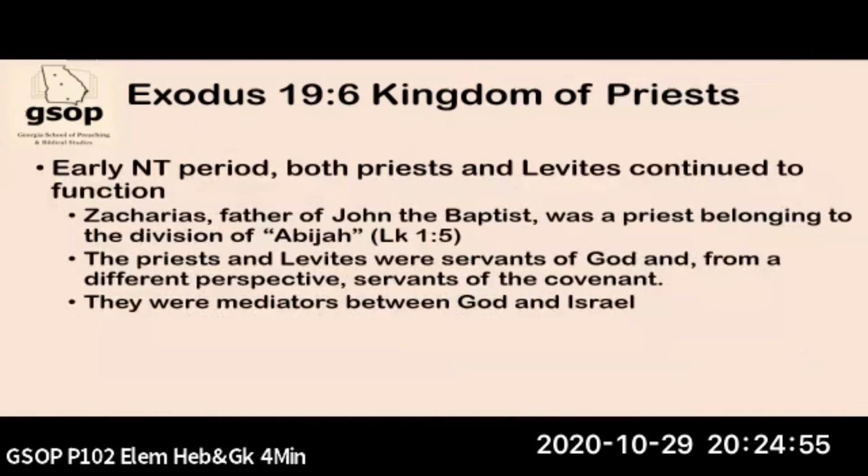We find, though, as we move forward in the New Testament, the kingdom of priests in the early New Testament period, both priests and Levites continue to function. Zacharias, father of John the Baptist, was a priest belonging to the division of Abijah in Luke 1, verse 5.